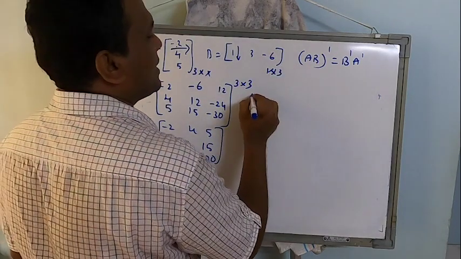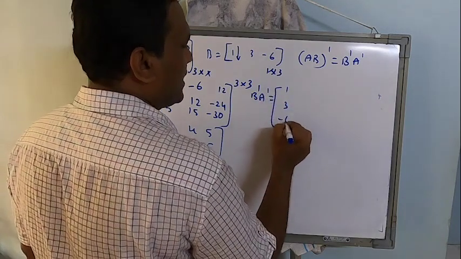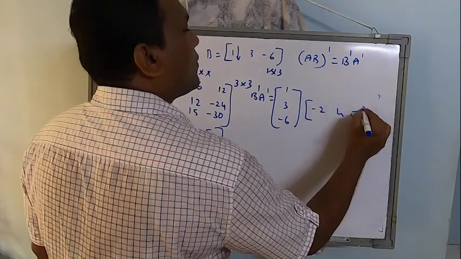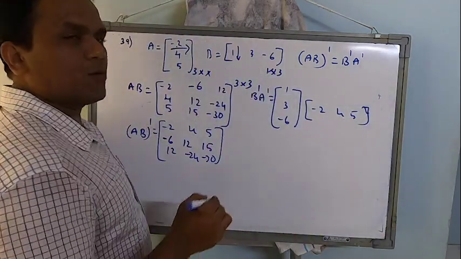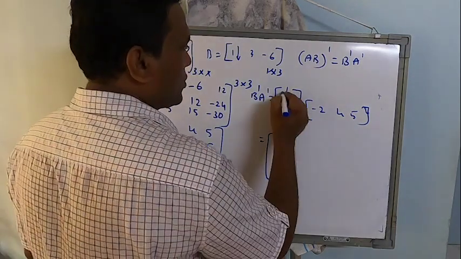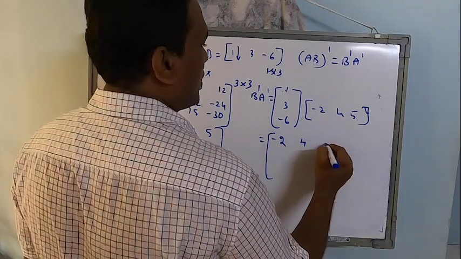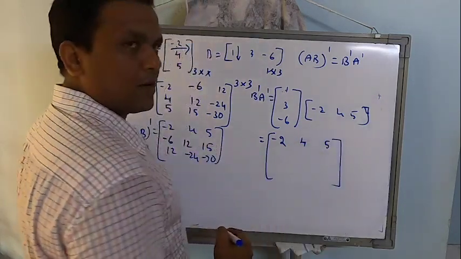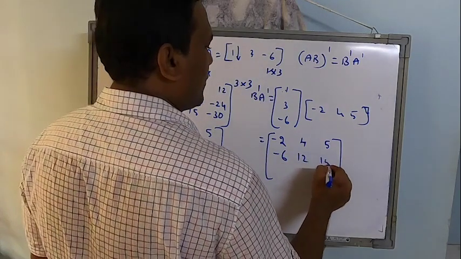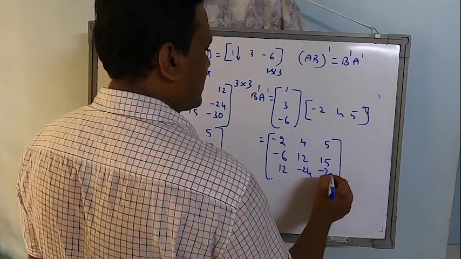Now, what is the right hand side? B transpose multiplied by A transpose. 1, 3, minus 6 multiplied by minus 2, 4, 5. For both A and B, you have to write the transpose and then multiply. So let us start the multiplication of these two. So 1 multiplied by minus 2, minus 2. 1 multiplied by 4 is 4. 1 multiplied by 5 will be 5. Let us start with the second row. So that's minus 6, 12, 15. And the next, 12, minus 24 and minus 30.